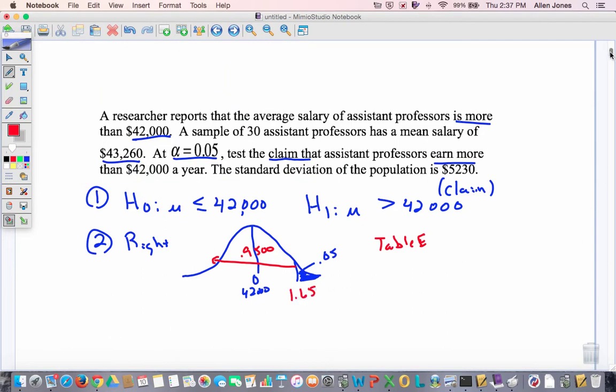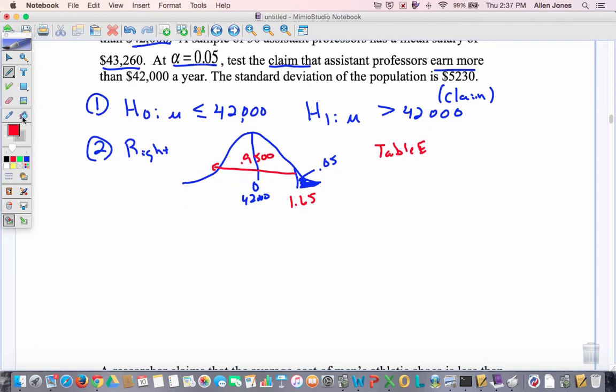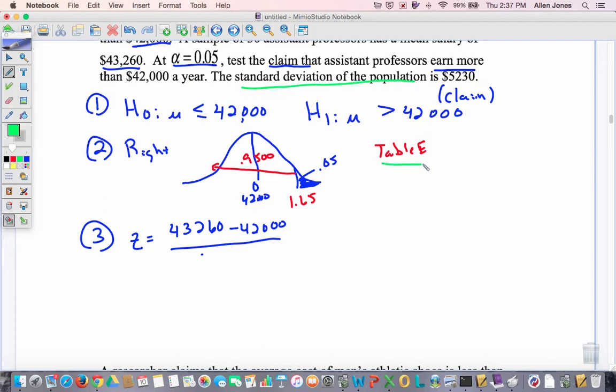Okay, so my critical value, sorry, is 1.65. And notice on the right-hand side, it's a positive 1.65. From there, I'm going to come back to that curve in just a second. But from here, we're going to calculate our z-score, which is our sample mean, which was 43,260, minus our population mean of 42,000, divided by our standard deviation.